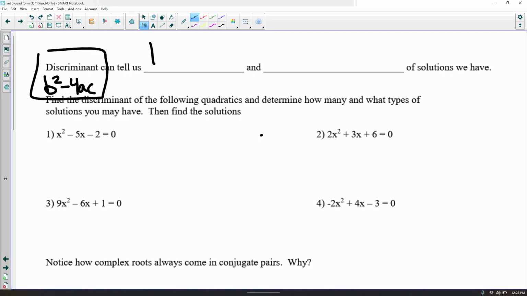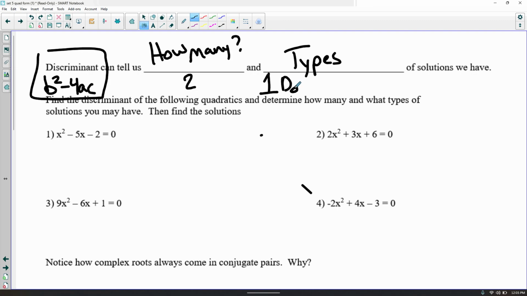It tells us how many, and it tells you the types of solutions. Guys, how many solutions does a quadratic have? It's always 2. Unfortunately, it doesn't tell us that. We already know it has 2. It only tells us the types. What are your types?